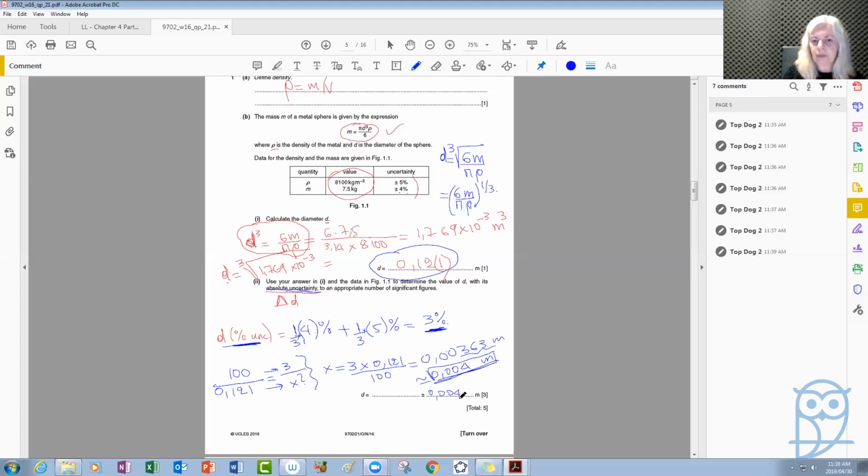Plus minus 0.004, and the diameter is 0.012. I'll use two significant figures because they say to an appropriate number of significant figures. So my diameter is 0.012 meters plus or minus 0.004 meters, and this is the answer, including the absolute uncertainty.